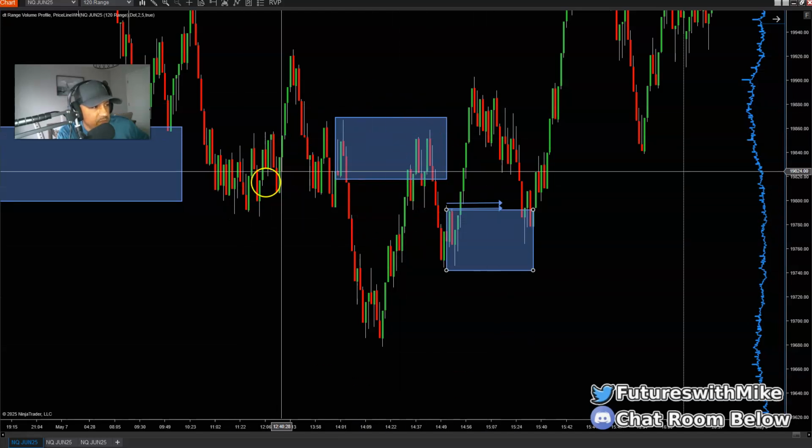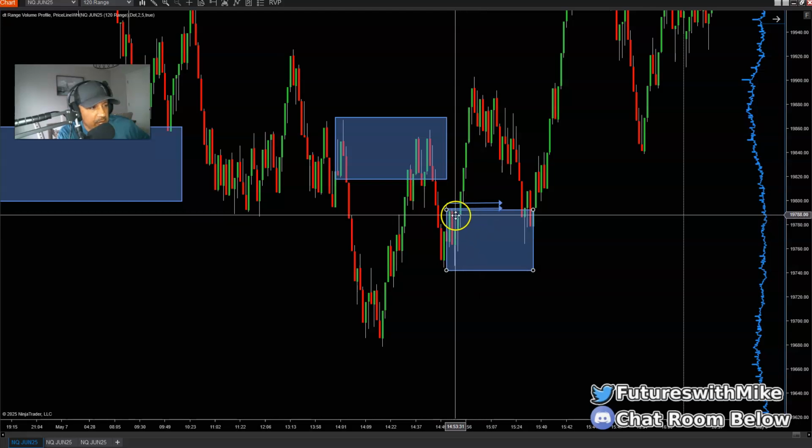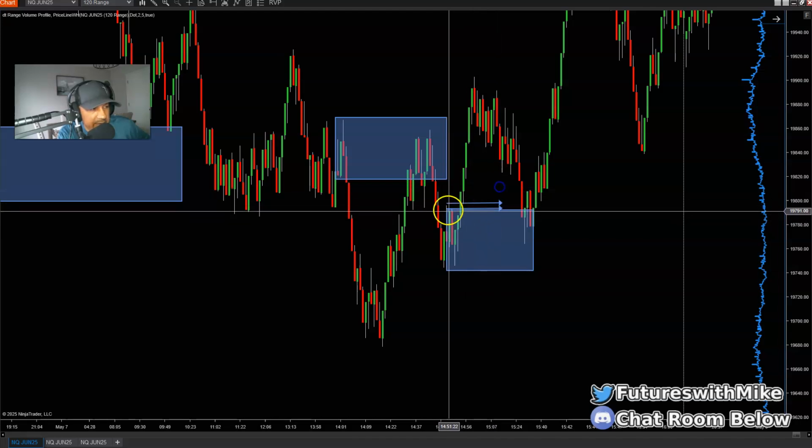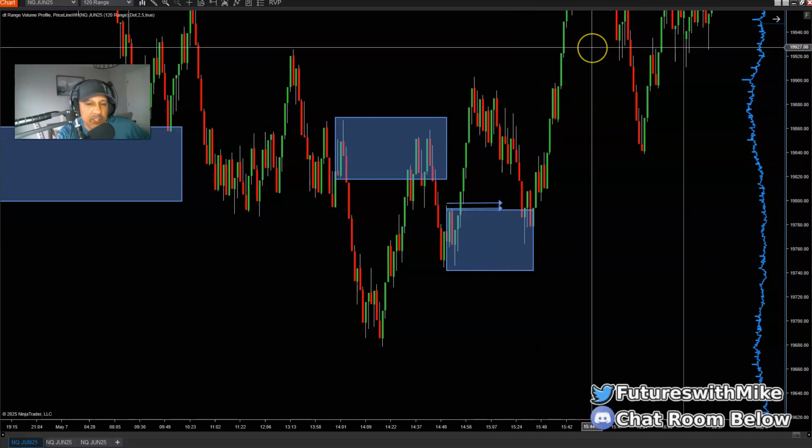This is the reversal, an inverse head and shoulders pattern, and then the market comes back and taps our demand zone right there, a high probability area because of the imbalance, right? So the market pulls back to this area here. We're looking for rejection to go long.